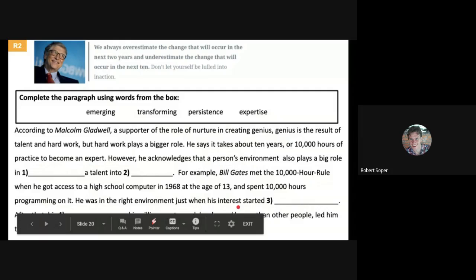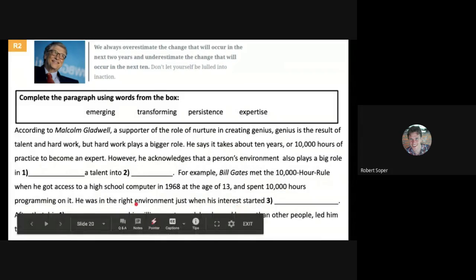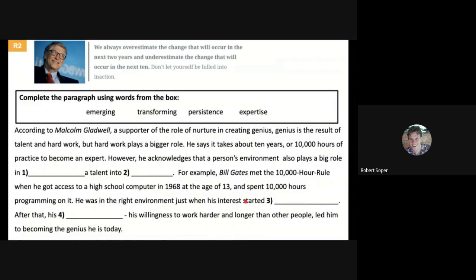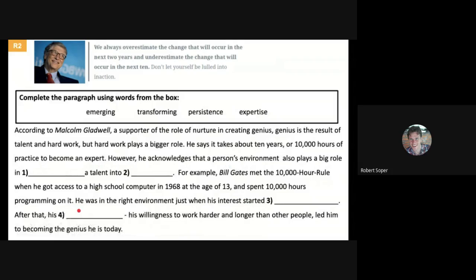And then number four was after that his persistence. So that's his ability and desire to keep going. And also it says his willingness to work harder. So if you have that willingness to work harder, you are persistent. So the correct answer here would be his persistence. And again, it would have been helpful here if you recognize that persistence is a noun and that only a noun can go down here. Okay, excellent.